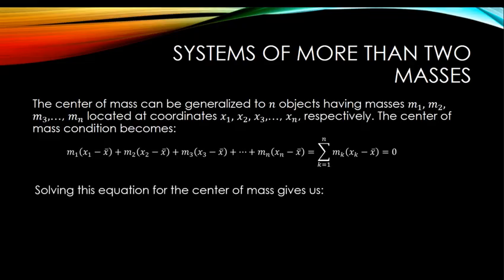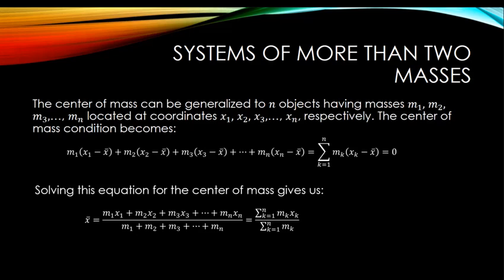Solving this equation for the center of mass gives me x bar is equal to m sub 1 x sub 1 plus m sub 2 x sub 2 plus m sub 3 x sub 3, and so on up through m sub n x sub n, all over the sum of all the masses, m sub 1 plus m sub 2, and so on up to m sub n. I can write this in sigma notation as the sum from k equal 1 to n of m sub k x sub k divided by the sum from k equal 1 to n of m sub k.